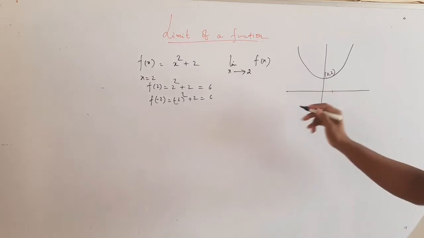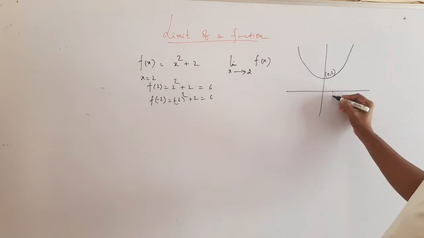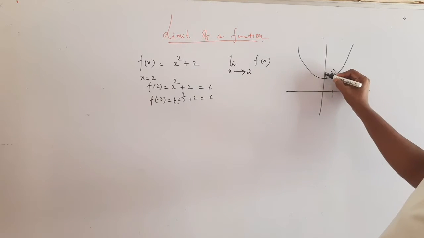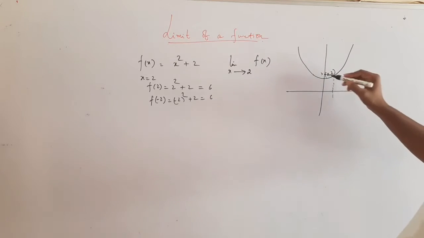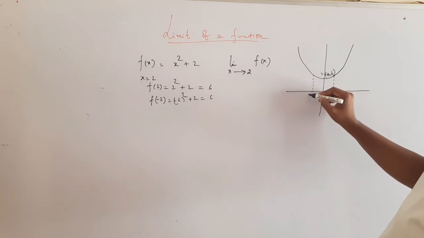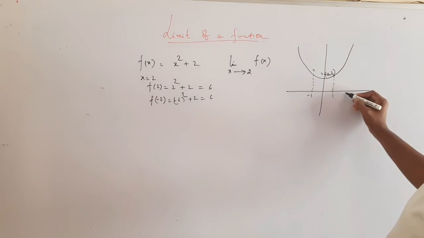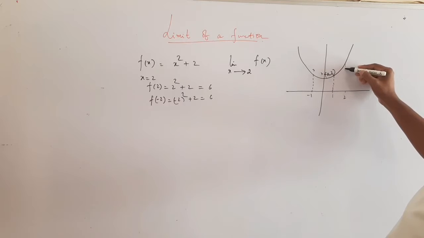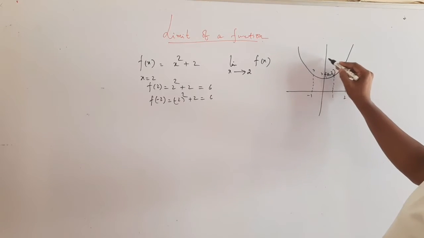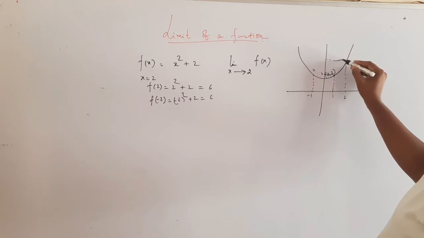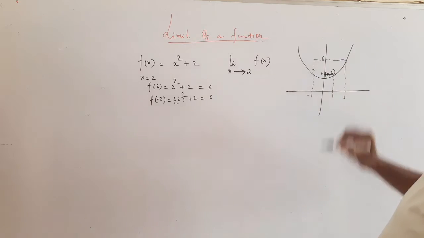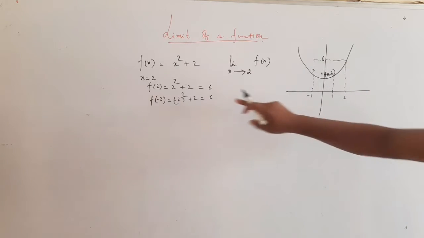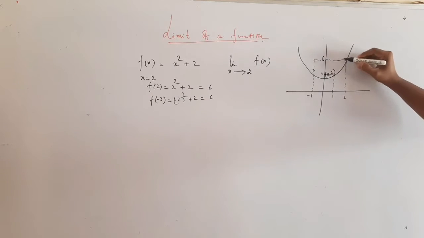If I say f(1), then 1 square plus 2 is 3, so this is 1 and this value will be 3, and since the graph is symmetric about the y-axis, f(-1) is also 3. Now at x equal to 2, the value of the function will be 6. So this value is 6, and the same way here. So at x is 2, the value of the function is 6.